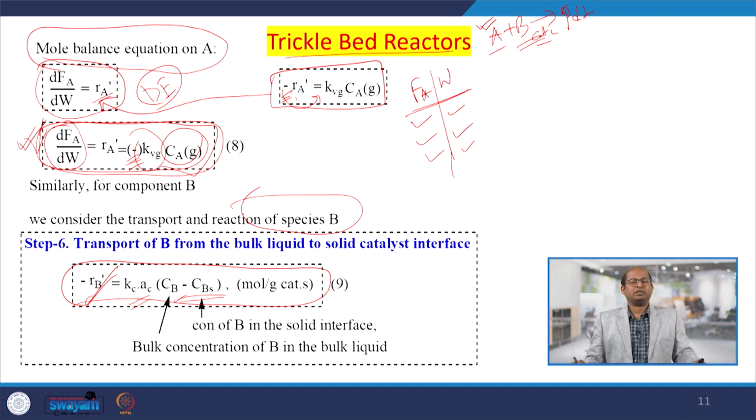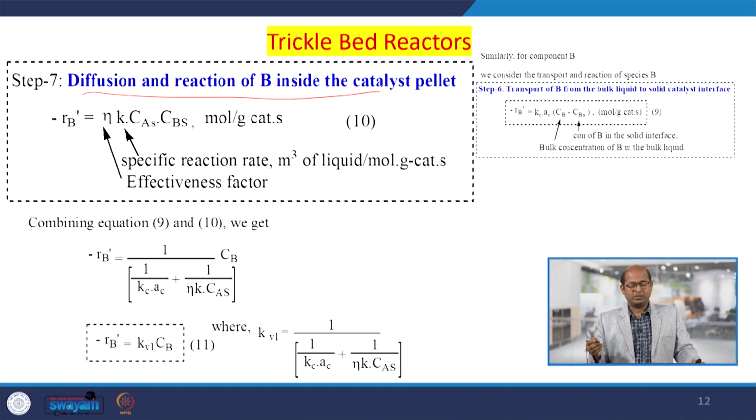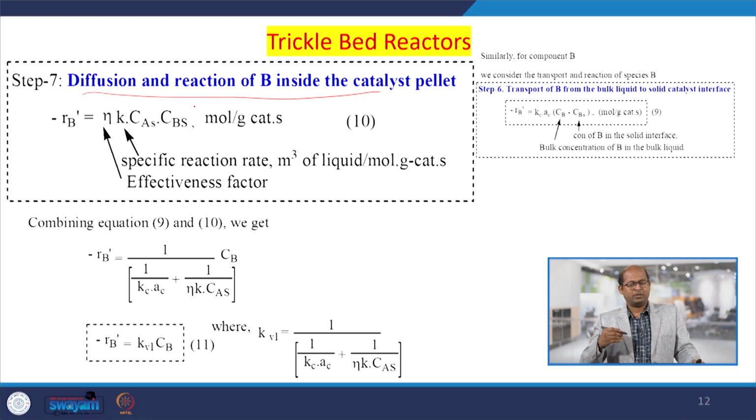Since in a trickle bed reactor liquid was there inside the reactor from the beginning when the catalyst was there, the liquid B, that is component B, occupied the pores of the catalyst bed. So from the bulk liquid to the surface, this is the concentration. So, bulk to surface concentration, and this is the mass transfer coefficient for component B. Then diffusion would be there: once it reaches the surface of the catalyst, it moves into the pores of the catalyst, as we considered or determined for component A also.